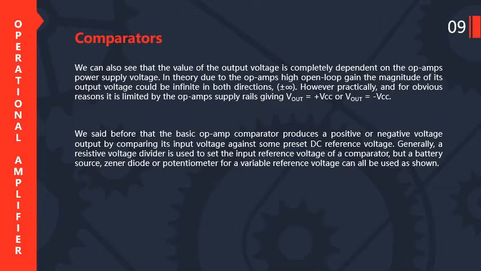We said before that the basic operational amplifier comparator produces a positive or negative voltage output by comparing its input voltage against some preset DC reference voltage. Generally, a resistive voltage divider is used to set the input reference voltage of a comparator, but a battery source, Zener diode or potentiometer for a variable reference voltage can also be used.